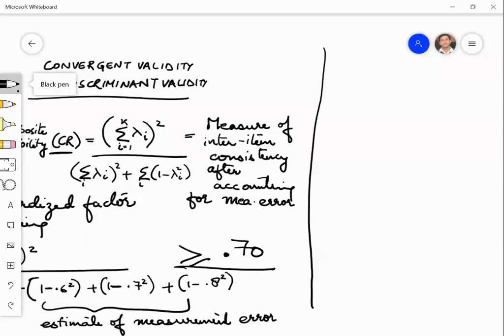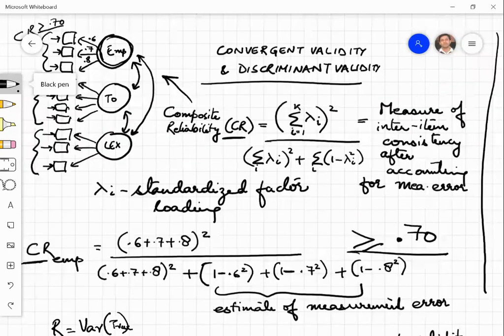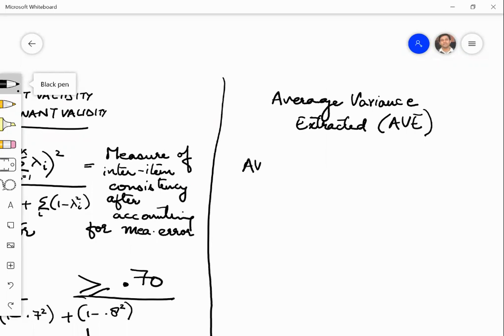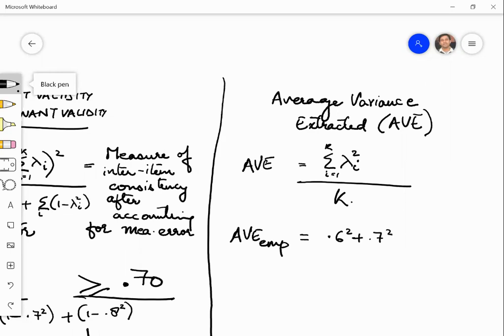Another index that is also computed when we are working with the measurement model is called the average variance extracted. It is called AVE. The average variance extracted formula is the summation of lambda i square for all i, divided by the number of items. So it is a very simple formula. AVE for EMP will be (0.6 square plus 0.7 square plus 0.8 square) whole divided by 3.